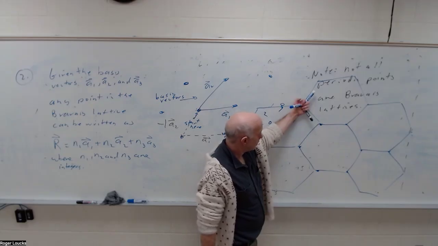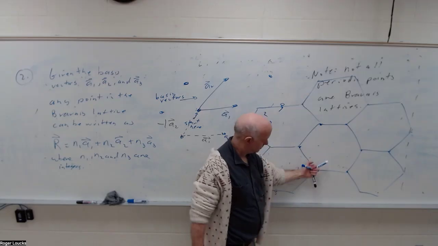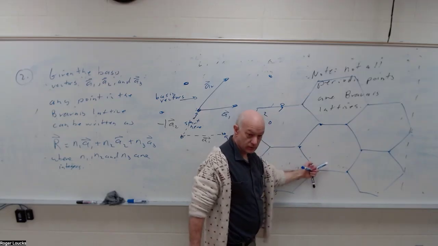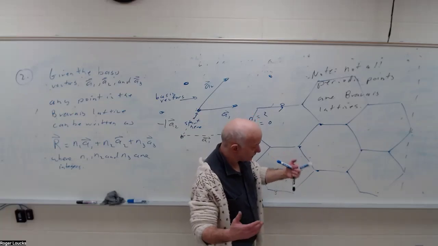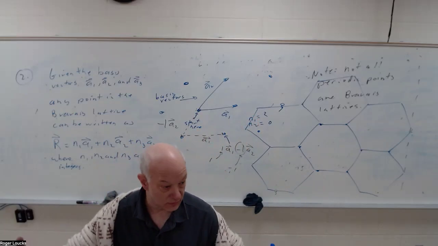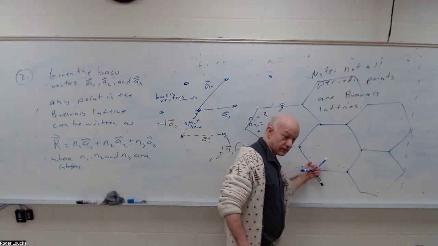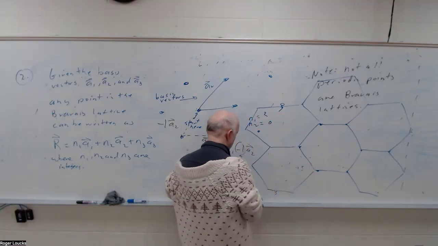Okay. But what happens if I go here? Does that look the same? No, it does not. So even though you look at this and say, oh, it has a nice, beautiful periodic structure, this must be a Bravais lattice. It is not. Because again, this point is not the same as that. So these 2 points are different.